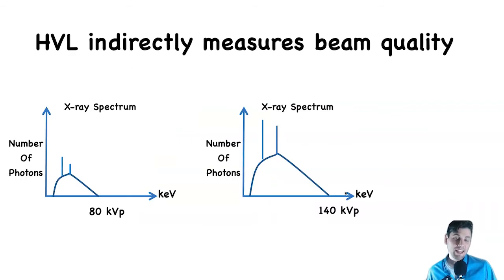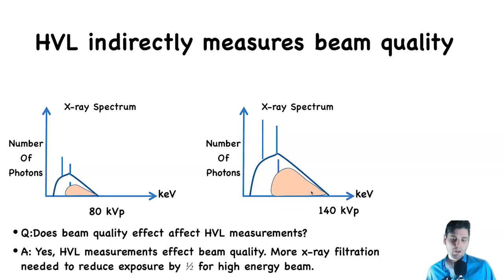And half value layer is indirectly measuring the beam quality, because if you have beams that have different spectra, those are going to be affected differently through these half value layer measurements. So in the case of the 80 kVp, the change in the half value layer, the change in the actual energy under here, is going to be more dramatic than it will be in the case of the 140 kVp. So this is why we call it a surrogate or an indirect measure of the beam quality.